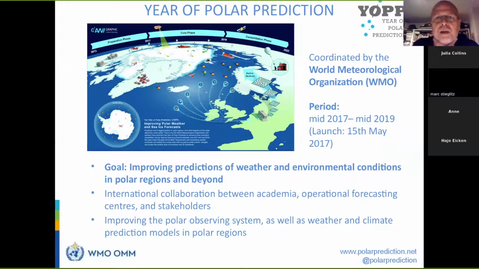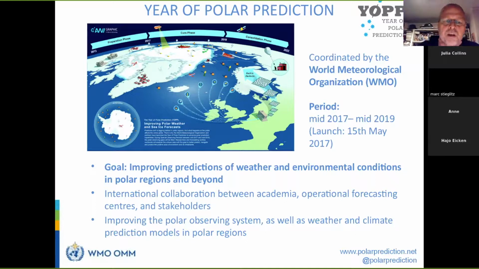So first, some background information on the Year of Polar Prediction, although I think that many of you know quite a lot of it. It's coordinated by the World Meteorological Organization. This implies that there are a number of WMO programs and WMO activities, especially on the observation side, that is interfaced in the program. So I will come a bit back to this graphic illustration that is provided here later in the presentation. The main period for Year of Polar Prediction is mid-2017 until mid-2019. So there was a launch May last year in Geneva.